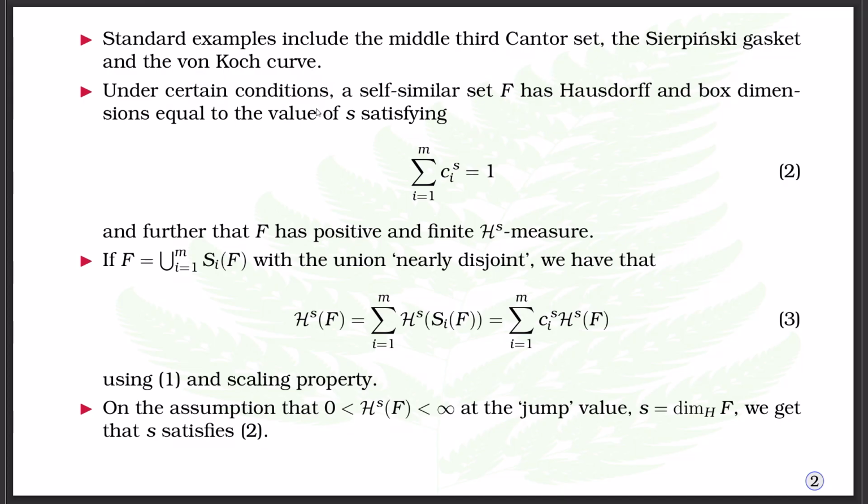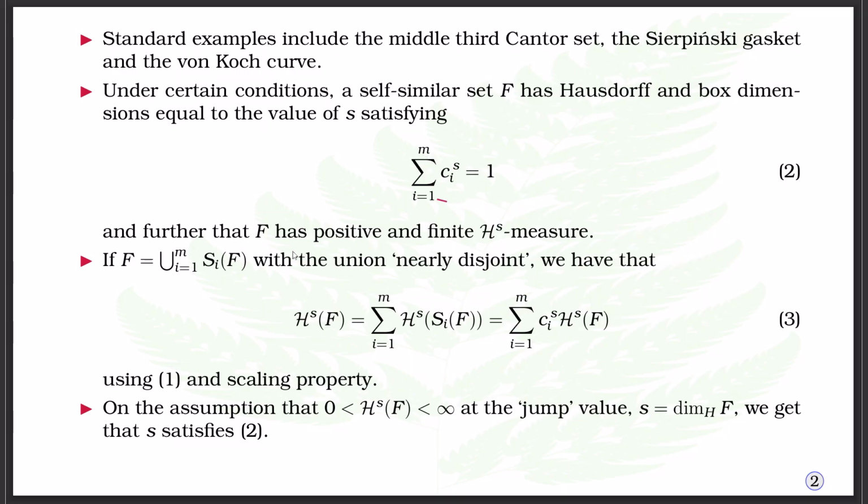So, under certain conditions, a self-similar set F has the Hausdorff as well as the box counting dimension equal to the value of s satisfying this condition: the sum over i equal to 1 to m of Ci^s equals 1, where Ci is the contraction factor of the given mappings.